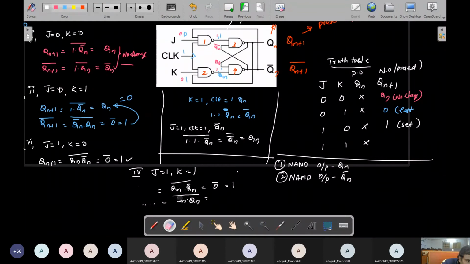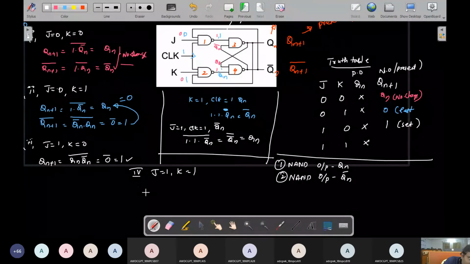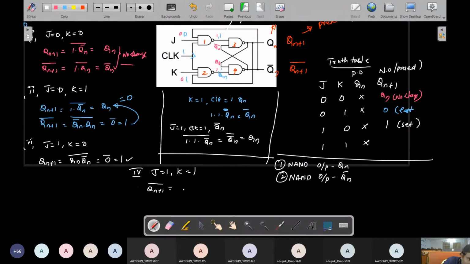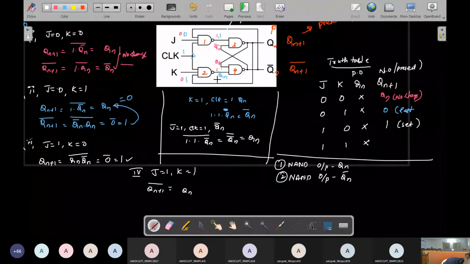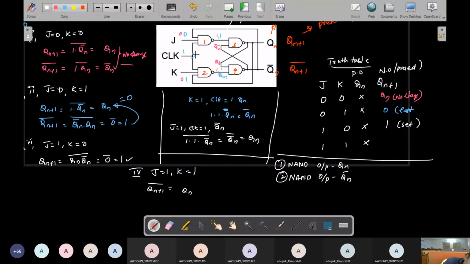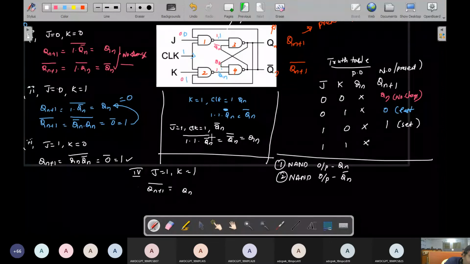Actually, first you will check the complementary port. Through the complementary port, you will write the difference. In this case, I'll check the complementary port first, because both the terminals are equal to 1. Then Qn plus 1 whole bar is equal to, what is this value? Qn, and you will get Qn here and Qn bar.